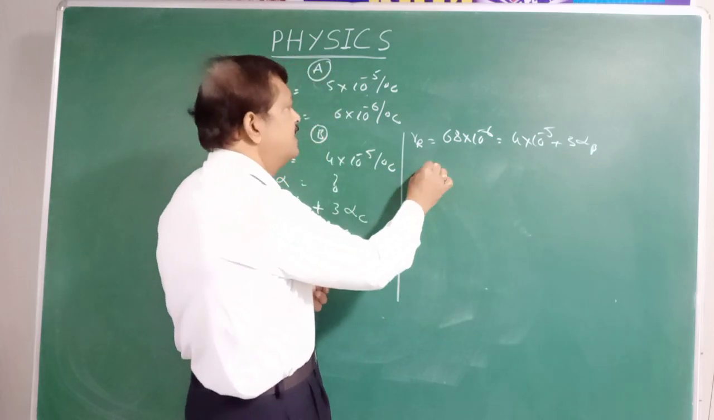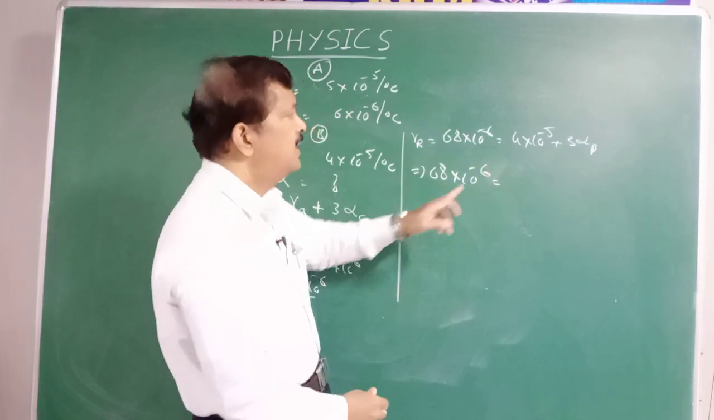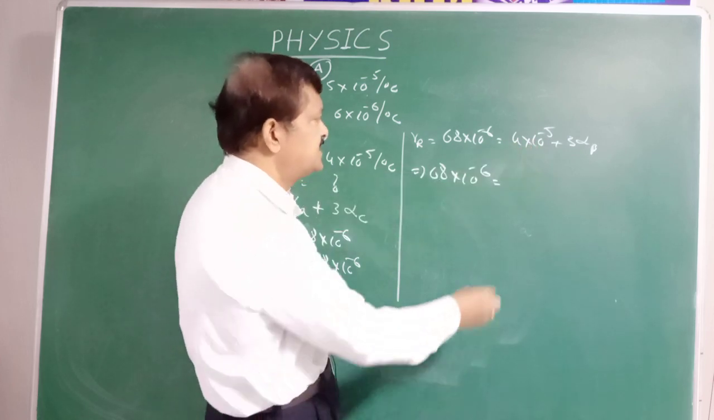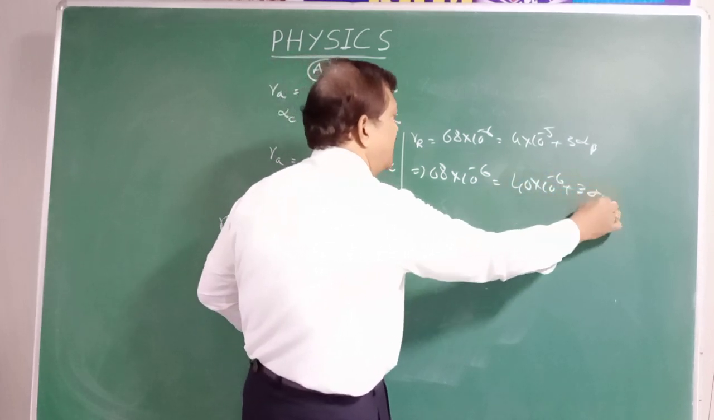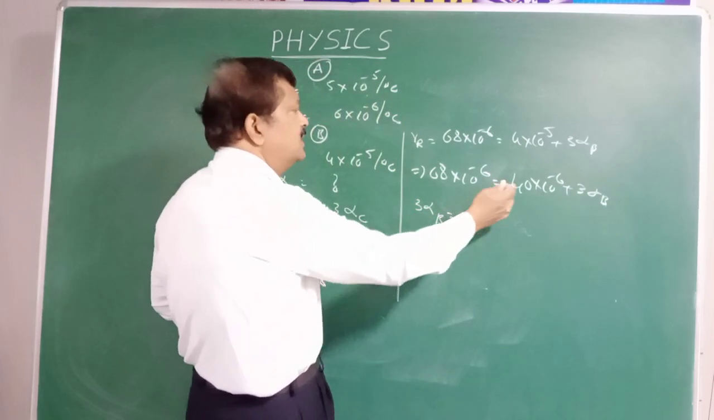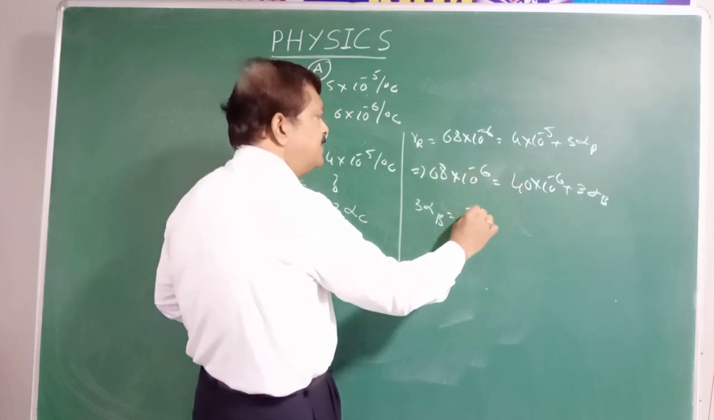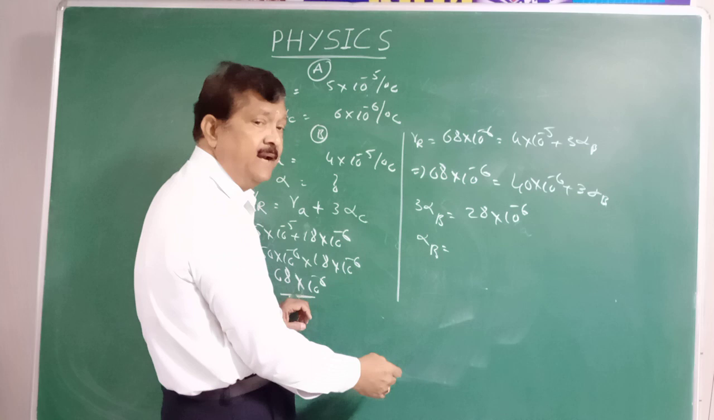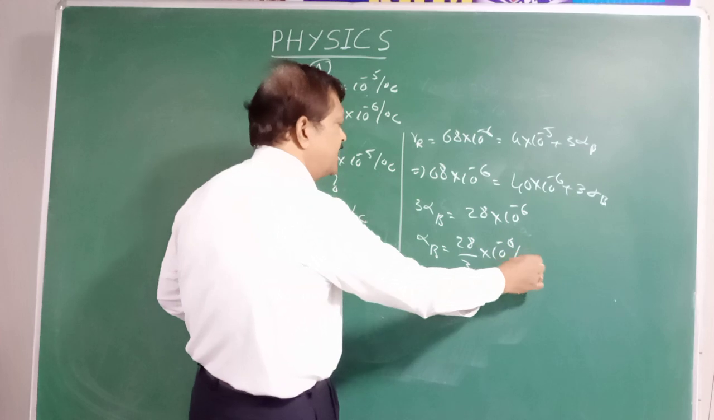So using this equation, 68 into 10 power minus 6 equals, let us write 4 into 10 power minus 5 as 40 into 10 power minus 6, plus 3 alpha of the second container B. So very clearly, 3 alpha B equals 68 minus 40, bringing it to the other side, which is 28 into 10 power minus 6, or alpha of the second container, alpha B, equals 28 by 3 into 10 power minus 6 per degree centigrade.